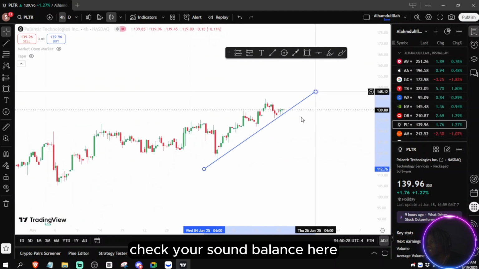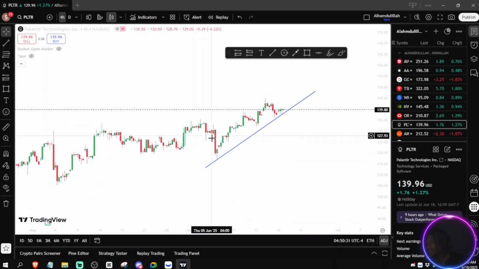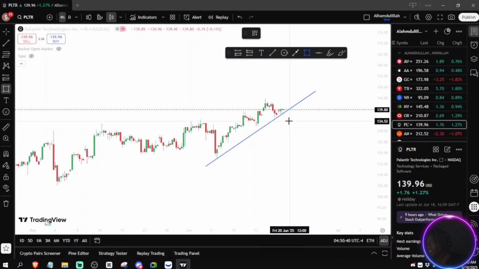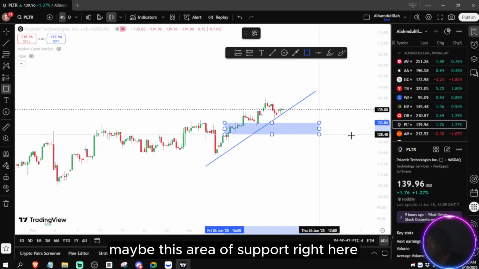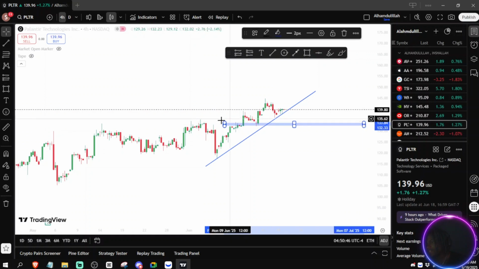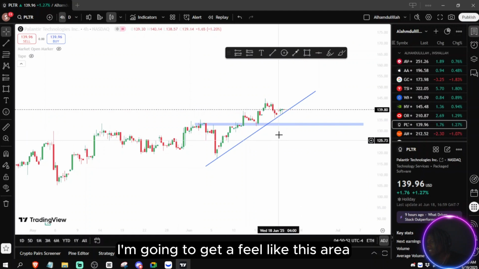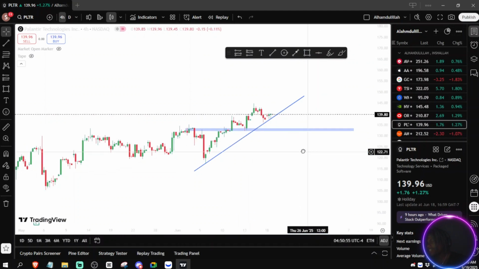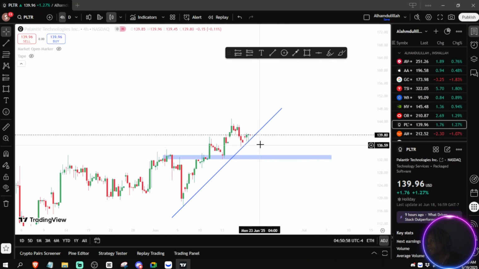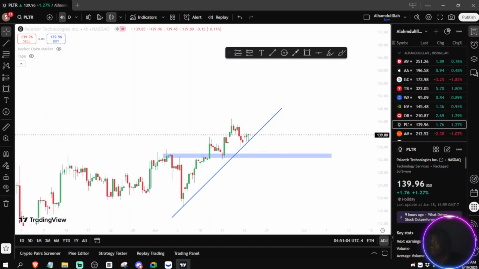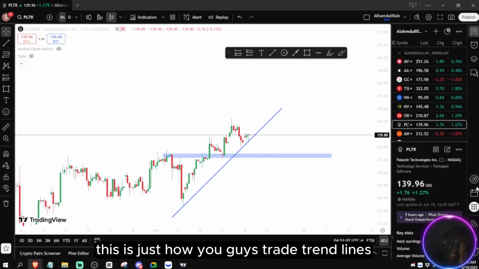Check this out on Palantir. It just bounced off of this too. So I know that it wants to use this here, but this might break potentially. Then we might be able to gap fill maybe this area of support right here with the resistance. If price were to fall, quick puts, potentially. Very potentially. So this is just how you guys trade trend lines.